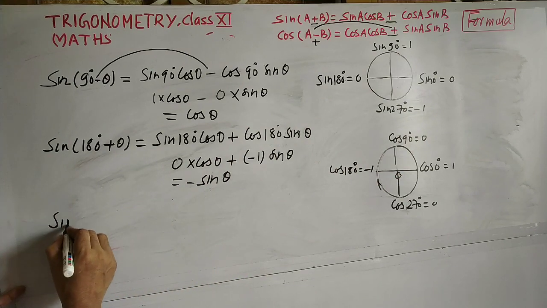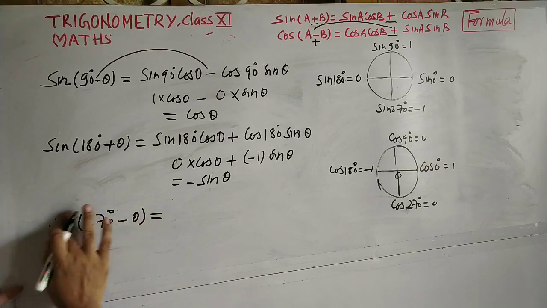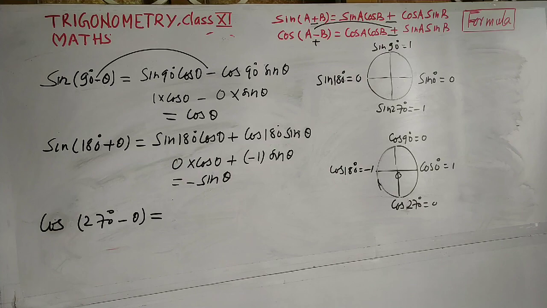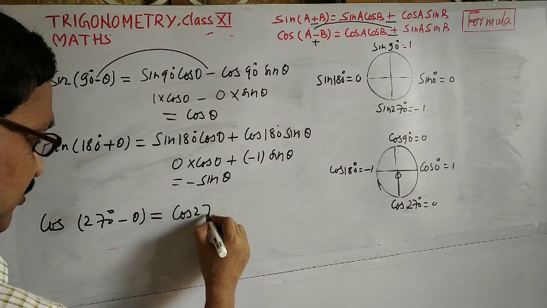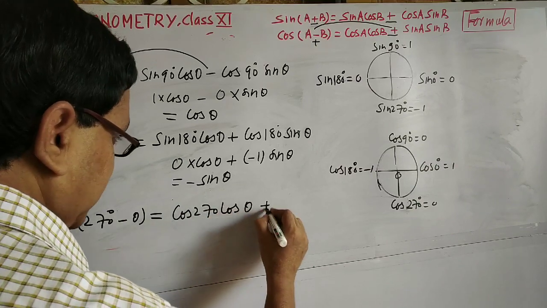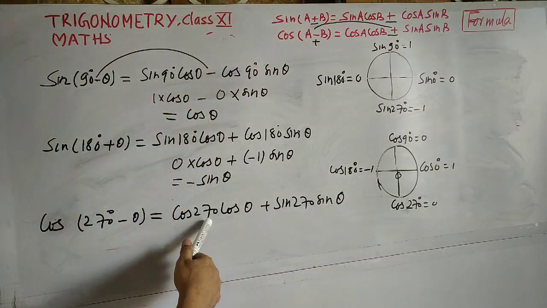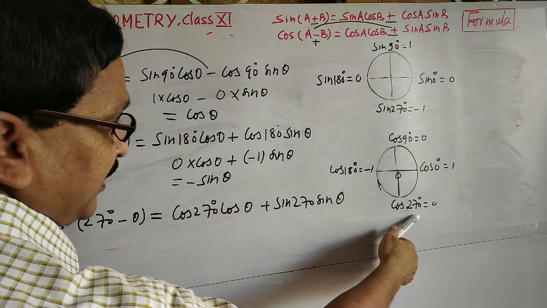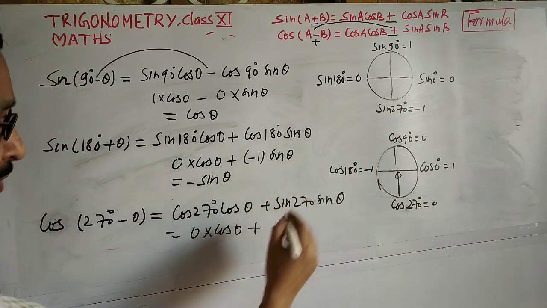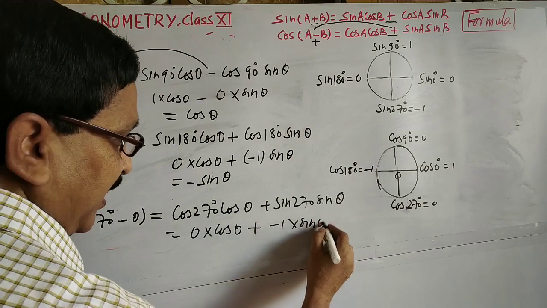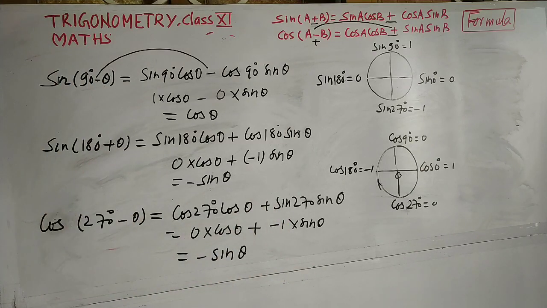Now suppose you have to find the value of sine 270 degree minus theta, or cos. Many times I have taken cos 270 minus theta. For cos, minus becomes plus. So cos A into cos B plus sin A into sin B. Now put the value of cos 270. Cos 270 degree is 0, so 0 into cos theta plus sin 270, which is minus 1, into sin theta. So minus sin theta. So we always get the proof.